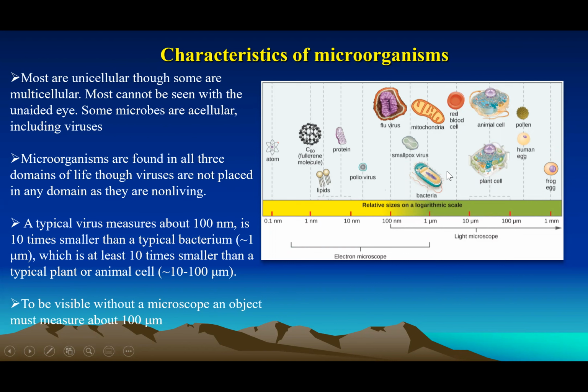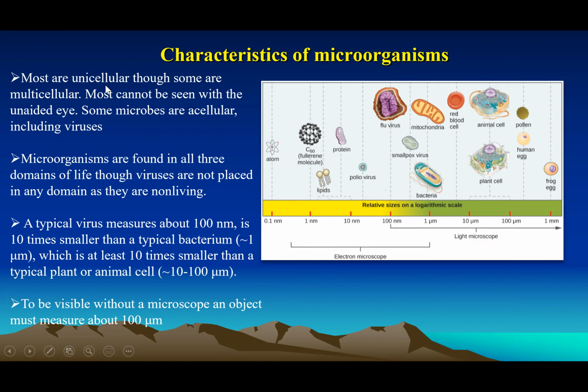So here you can see a plant cell and animal cell is between 10 to 100 microns. A bacteria is only 1 micron. Whereas if you go on to virus, like a polio virus here, it's only like 10 to 15 nanometers. And then we have lipids and atoms and proteins. For anything smaller than a micron, you would need an electron microscope for seeing it.